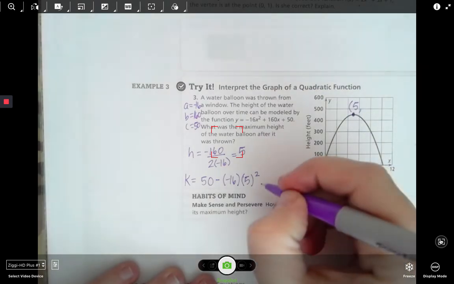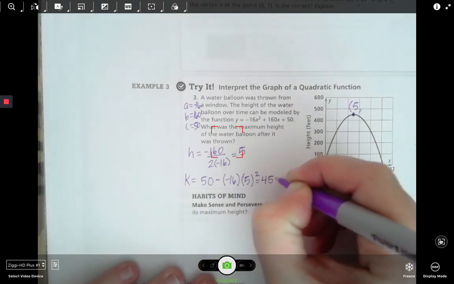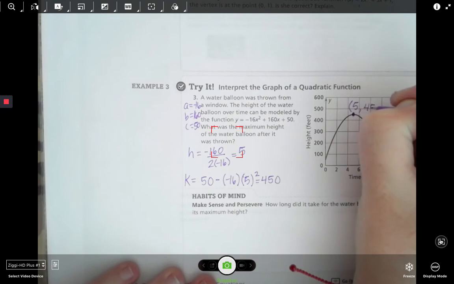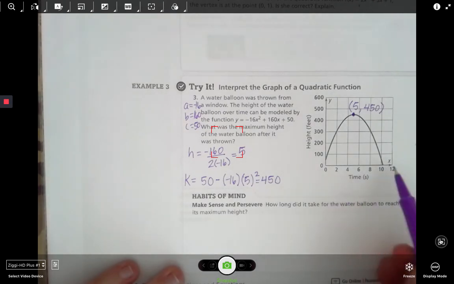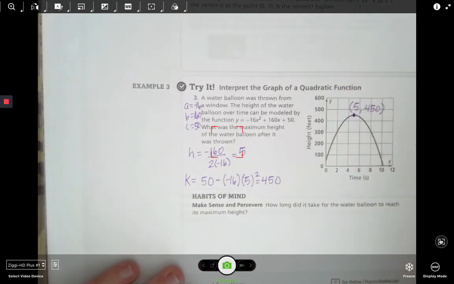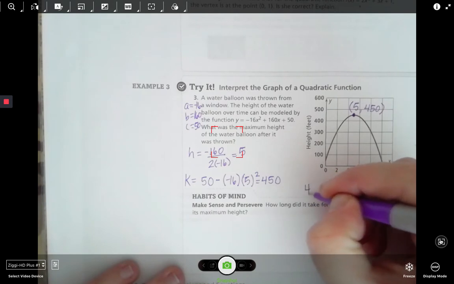We should get 450. Alright, so our question was, what was the maximum height of the water balloon after it was thrown? x is time, y is height. So what was the maximum height? Yep, 450 feet.